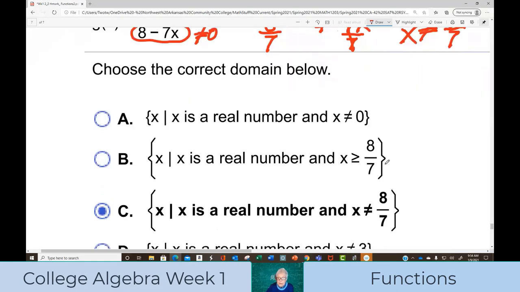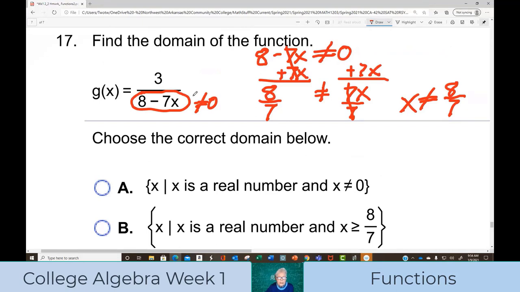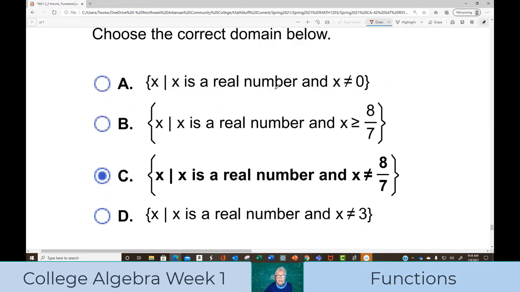So now we start reading these. x is a real number and x cannot equal 0. What would happen if x was 0? You'd have 8 minus 7 times 0, and 7 times 0 is 0. You'd have 8 minus 0, which is 8. No problem. So this is not correct.